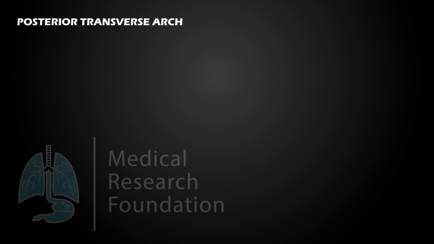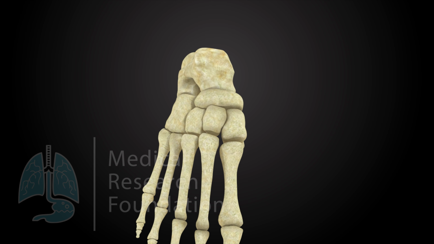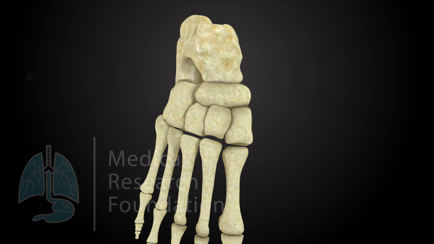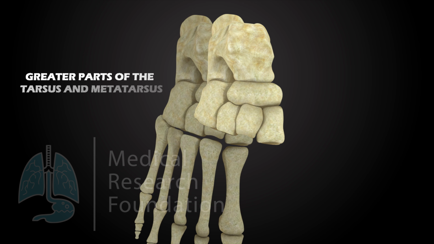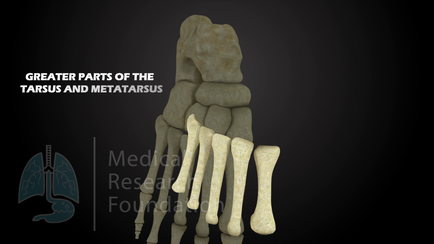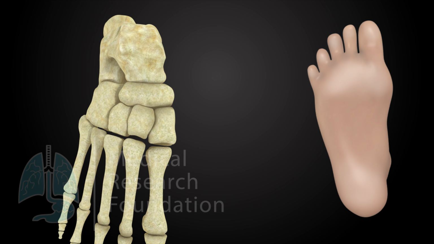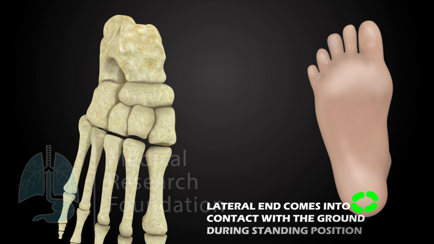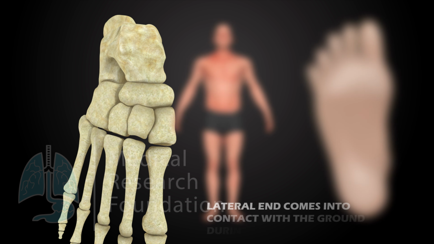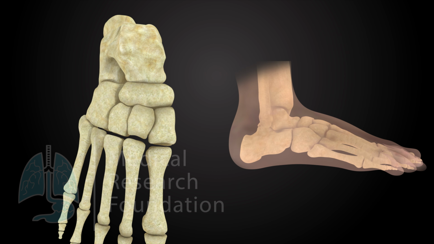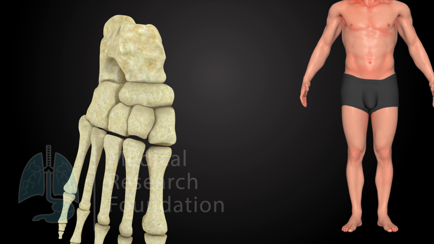Posterior transverse arch. The posterior transverse arch is formed by greater parts of the tarsus and metatarsus. It is an incomplete arch because only its lateral end comes into contact with the ground during standing position. It forms only half of the dome in one foot. The complete dome is formed when the 2 feet are brought together.